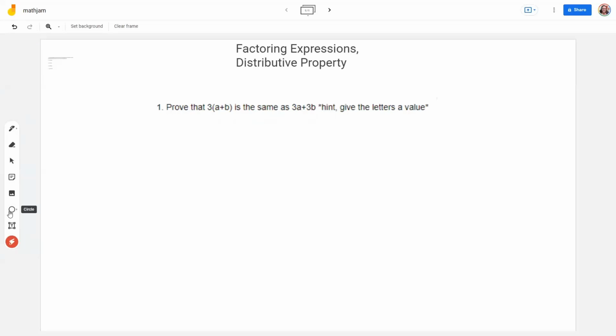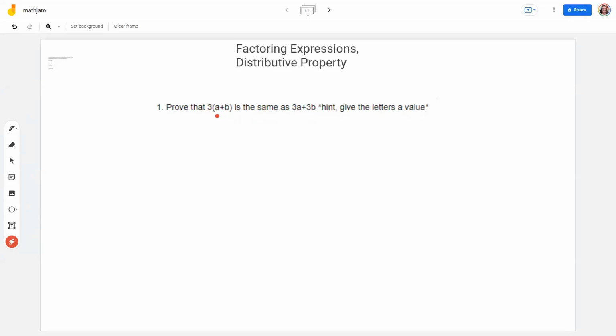Today we're going to be learning about factoring expressions and distributive property. So let's jump right in and see what we're doing. Our first problem here says prove that 3 times (a plus b) is the same as 3a plus 3b. And we've got a hint. Give the letters a value.